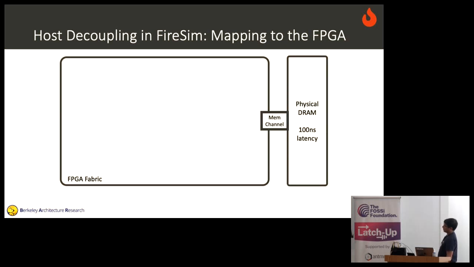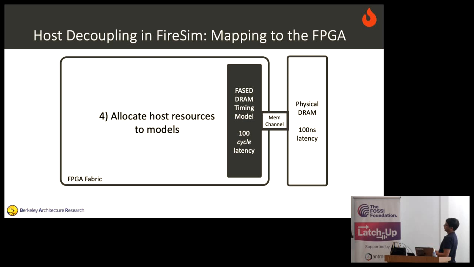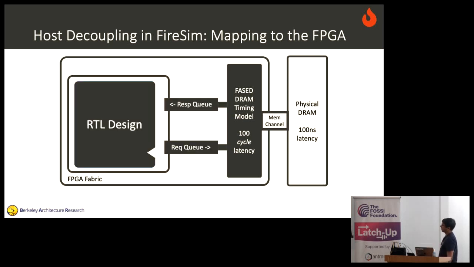Then we need to map this onto the FPGA. So here's our FPGA fabric with some DRAM attached. We're going to allocate some resources to those host models. So that model I showed you on the previous slide is now living on the FPGA fabric here. And then we can drop down our transformed RTL design.